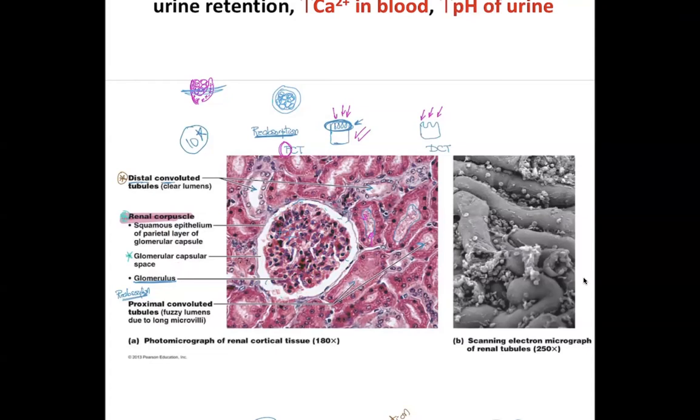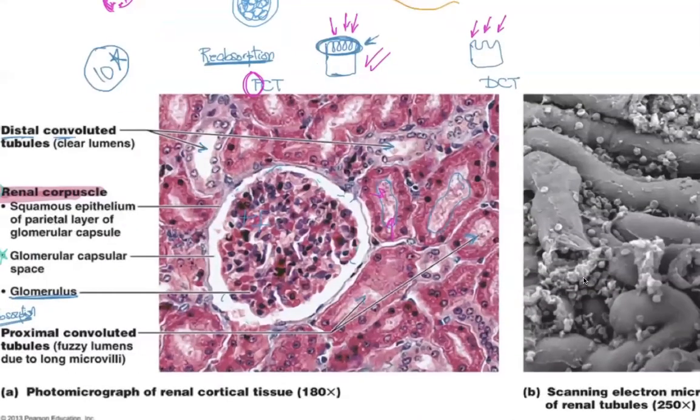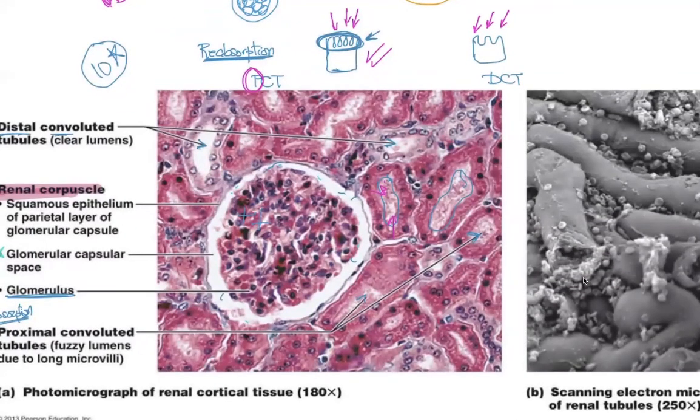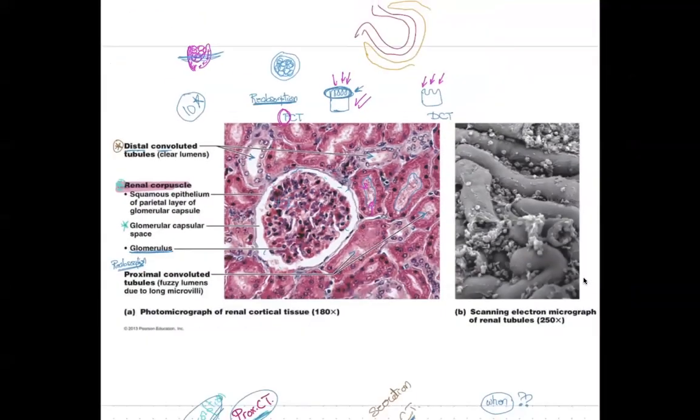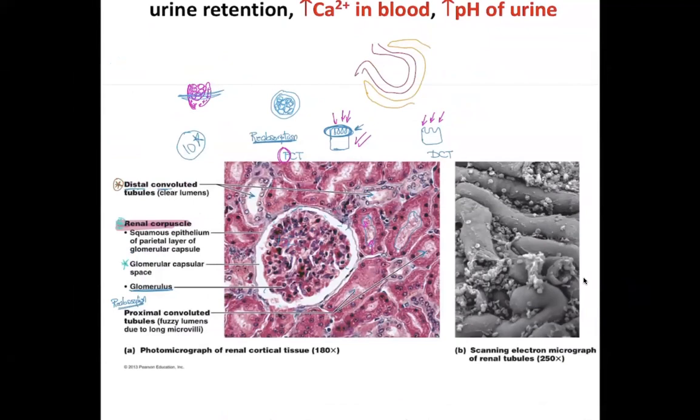This is what we have been drawing all the time here. This is the glomerulus. This is the Bowman's capsule around it. This is what they do actually look like. All right, this is what we have been drawing. Glomerulus and Bowman's capsule. This is actually what they look like. And we see tubules scattered around everywhere.